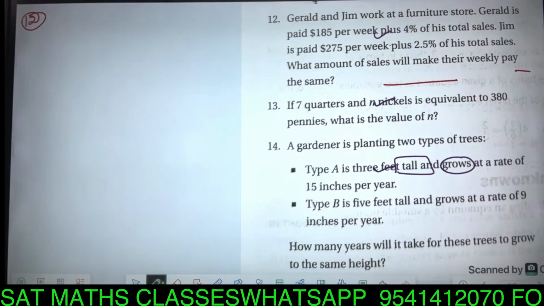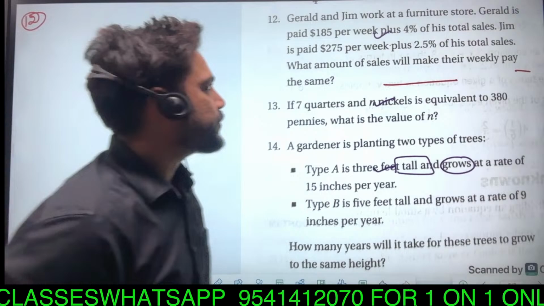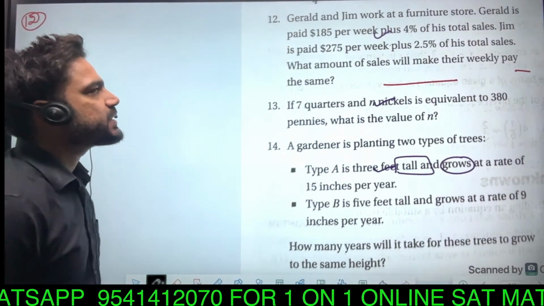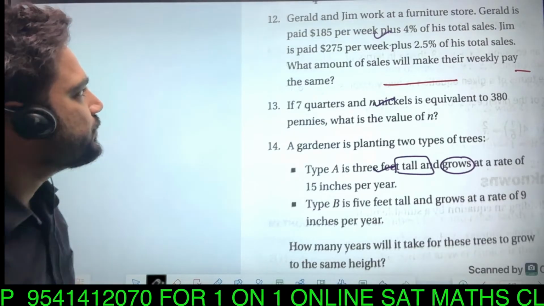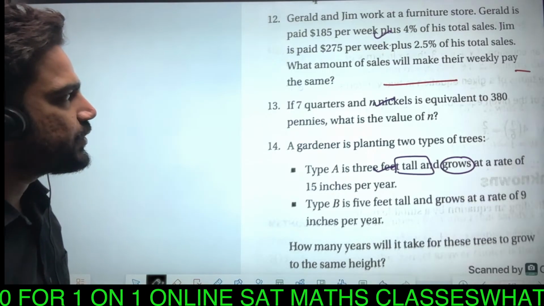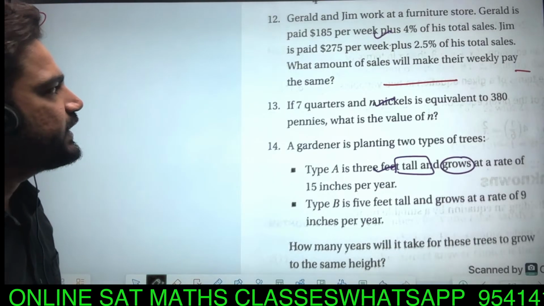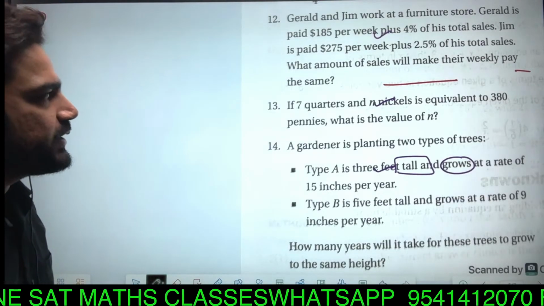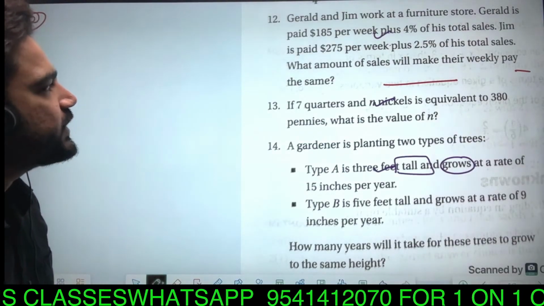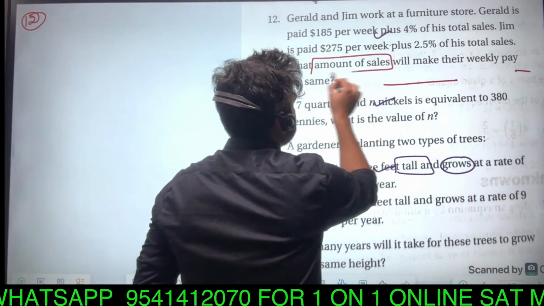They are saying that Gerald and Jim work at a furniture store. Gerald is paid $185 per week plus 4% of his total sales. Jim is paid $275 per week plus 2.5% of his total sales. What amount of sales will make their weekly pay the same? It is asking how much sale there will be so that their weekly pay is the same. Let's suppose the amount of sale is x.